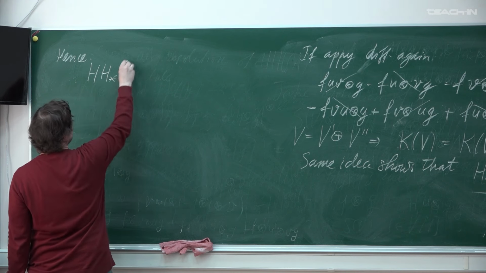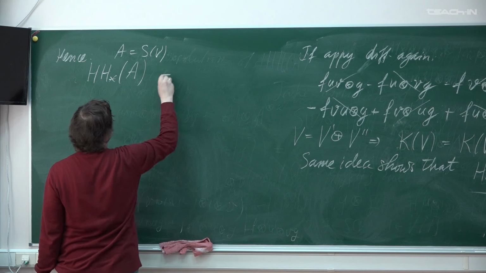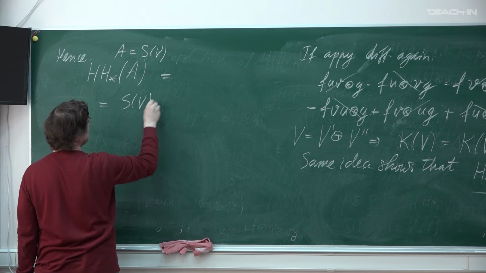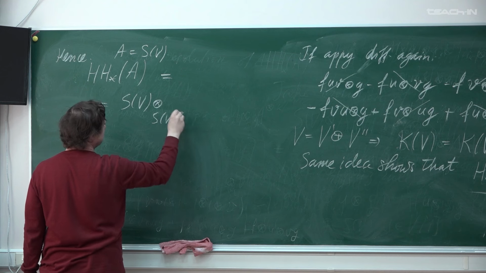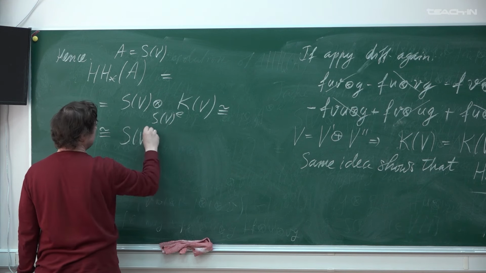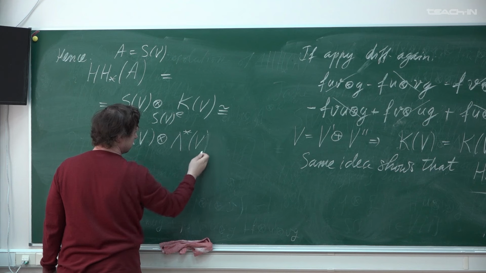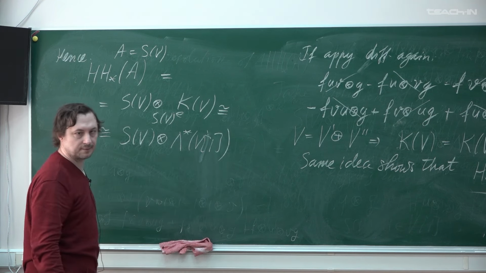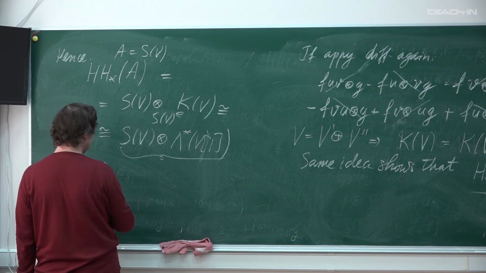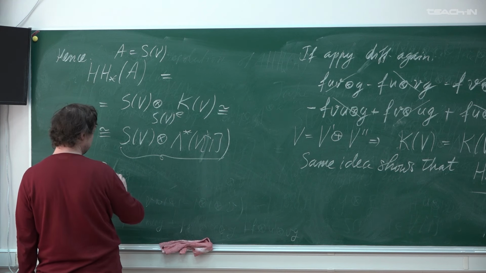We want to compute the Hochschild homology of A, where A is S(V). We can actually take the following tensor product: S(V) tensor over S(V) enveloping with K(V), which is of course just isomorphic to S(V) tensored with Λ*(V) shifted. The differential here is easy to compute. It is induced from the tensor product of the differential with the identity map.